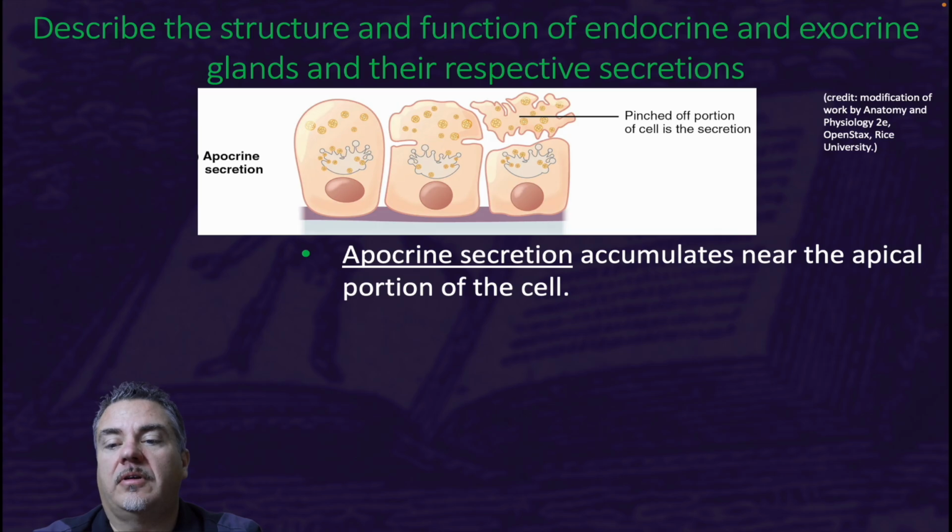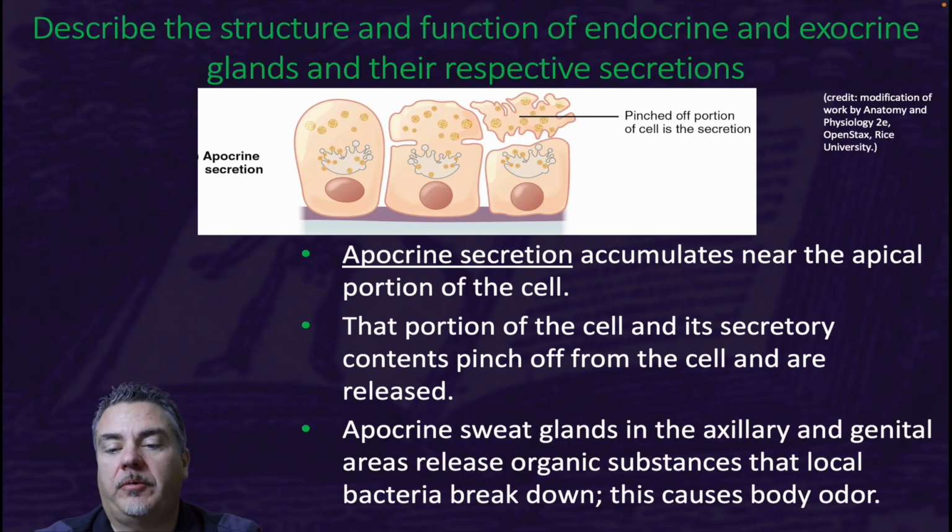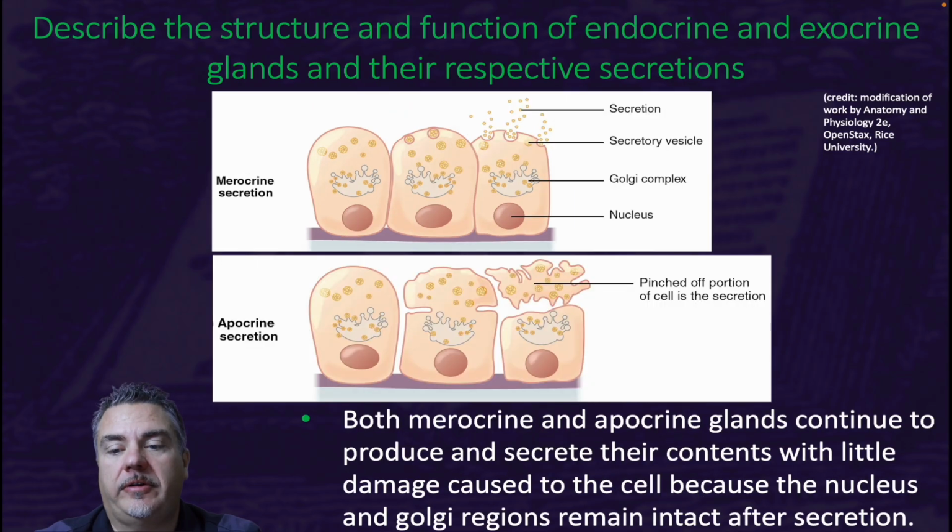Apocrine secretion accumulates near the apical portion of the cell. That portion of the cell and its secretory contents pinch off from the cell and are released. Apocrine sweat glands in the axillary and genital areas release organic substances that local bacteria break down, and that's what causes body odor. Both merocrine and apocrine glands continue to produce and secrete their contents with little damage caused to the cell because the nucleus and Golgi regions remain intact after secretion.